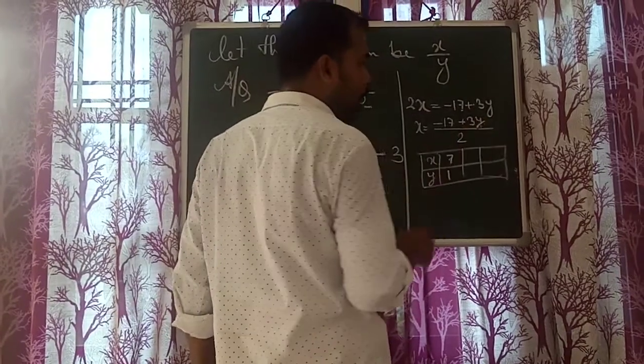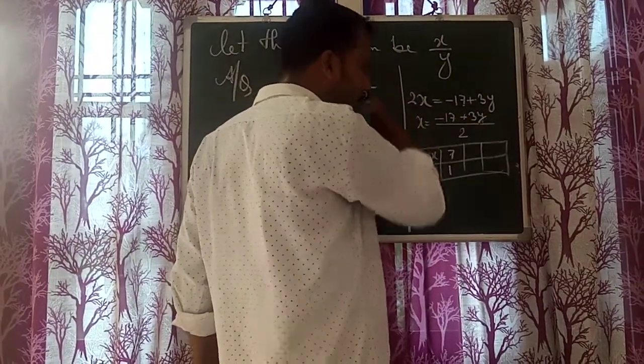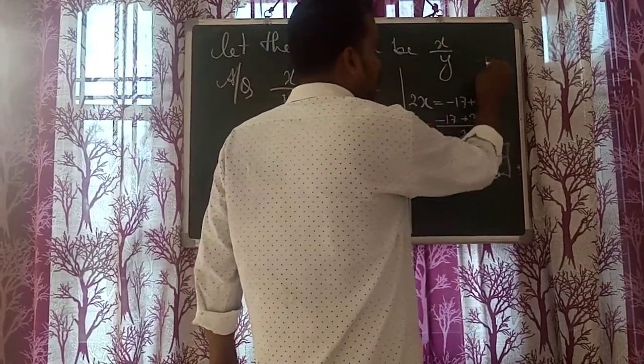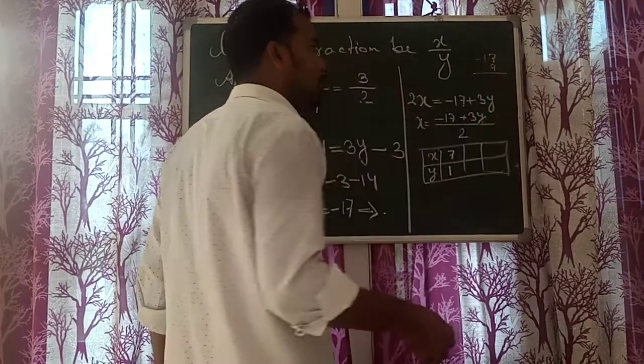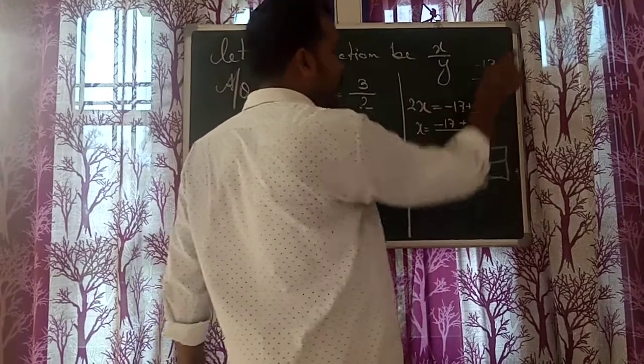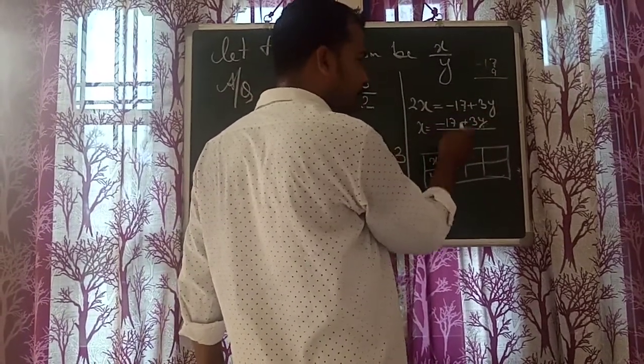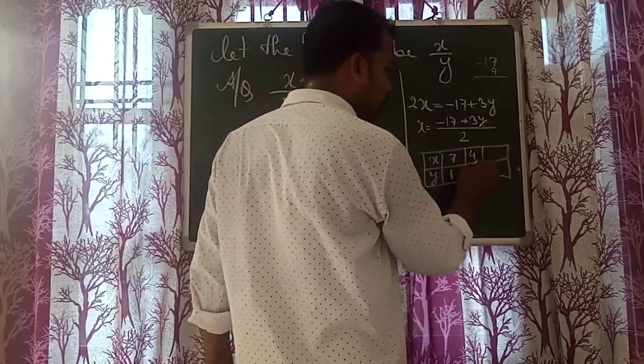Here we put 3 now. 3 threes are 9, 17, then plus 9. When 9 goes from 17, here 8 is left. 8 by 2 is equal 4.